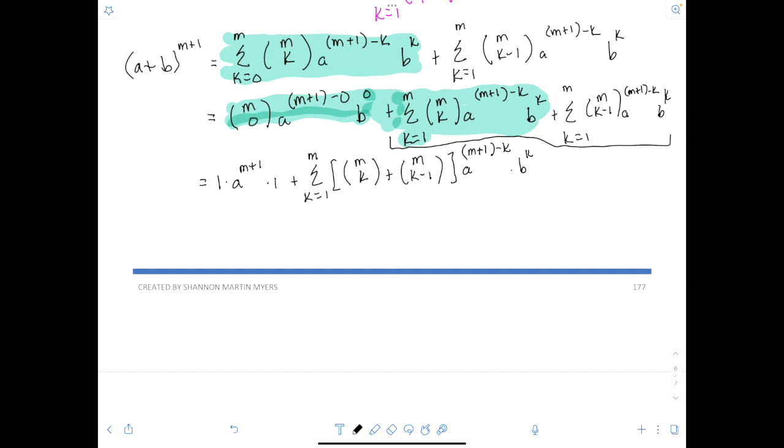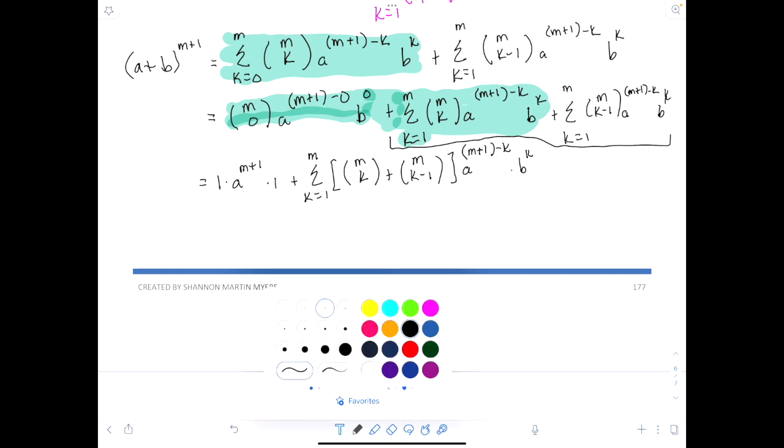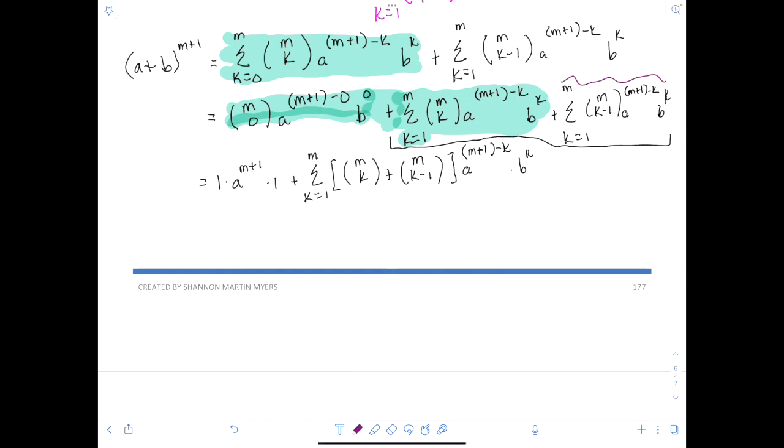But we have to think about what's happening in that second summation. So right in here, k has to be equal to the m plus first term for us to have our m choose m, right? To have that last piece of the formula.